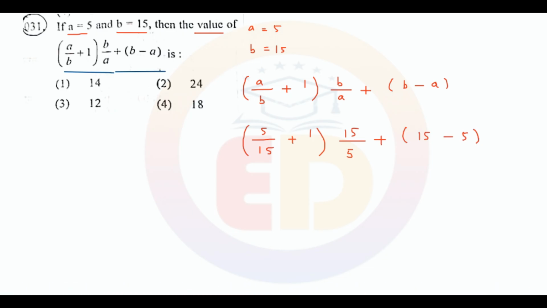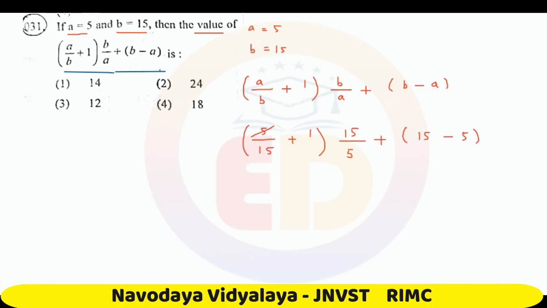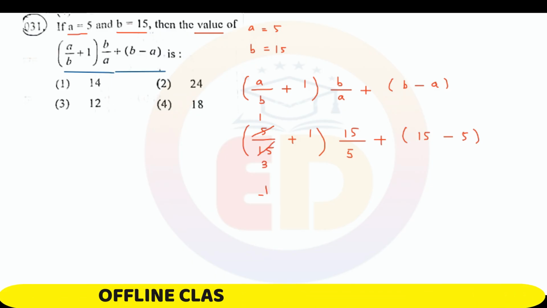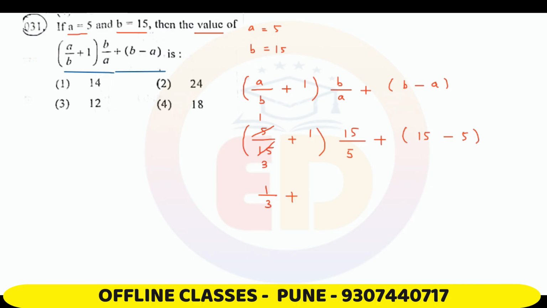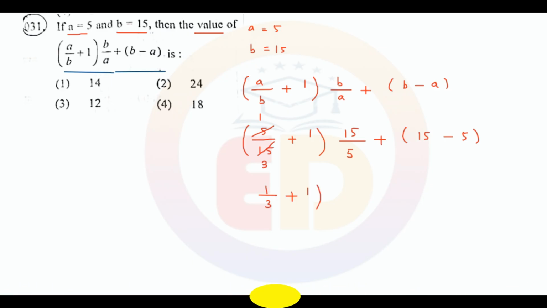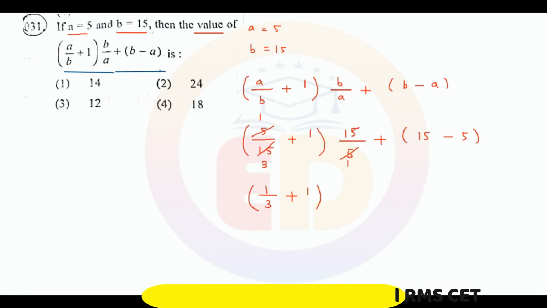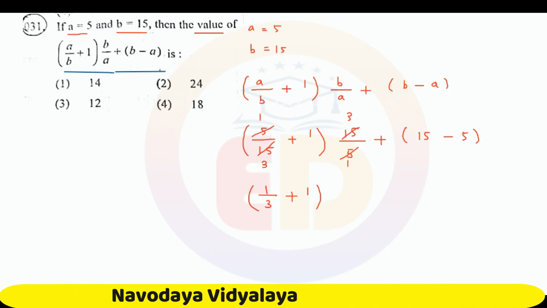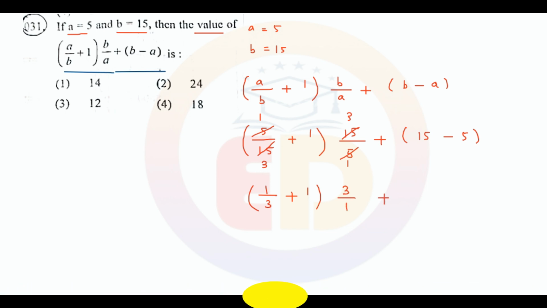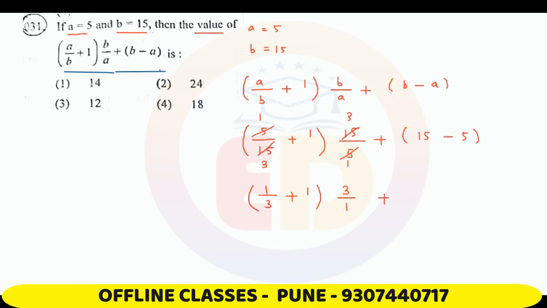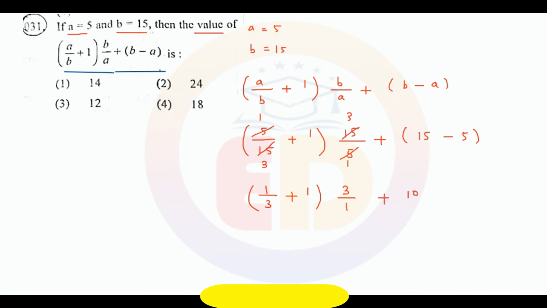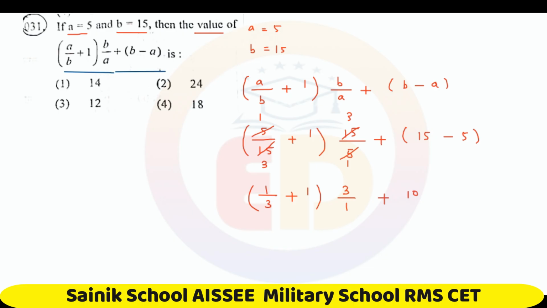Let us solve this. Simplify 5 and 15. This is 5 ones are 5, 5 threes are 15. This is 1 upon 3 plus 1. Simplify this. 5 ones are 5, 5 threes are 15. 3 upon 1 can be written as only 3, which we will do in the next step. And 15 minus 5, this is 10. 1 upon 3 plus 1.